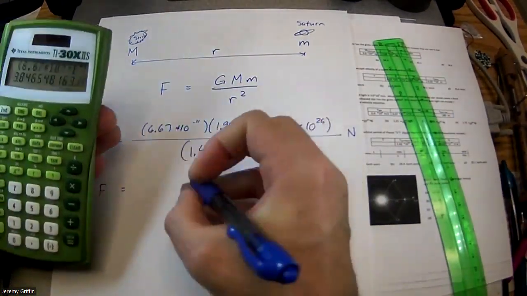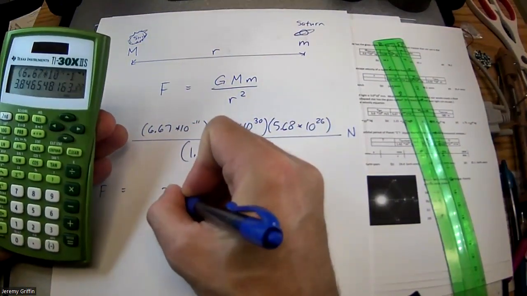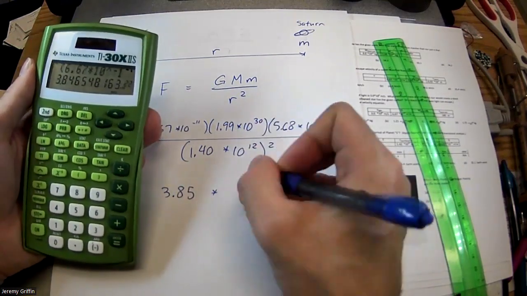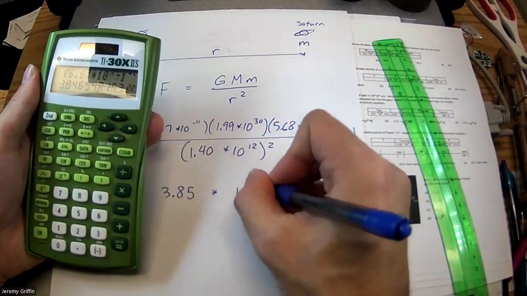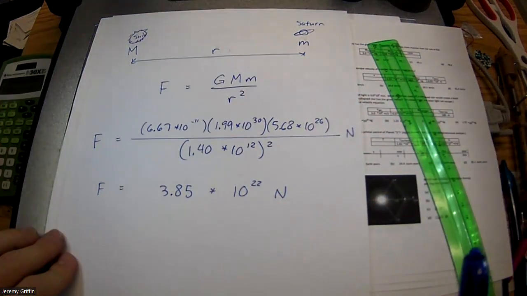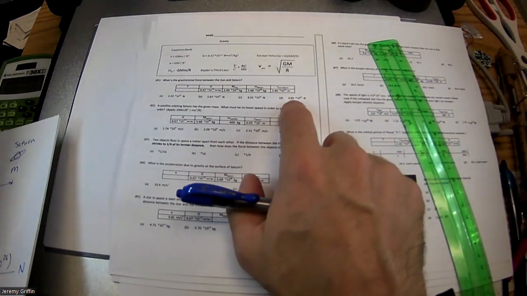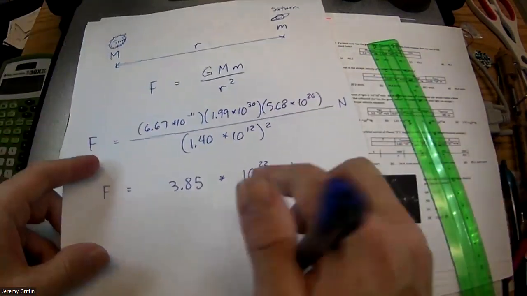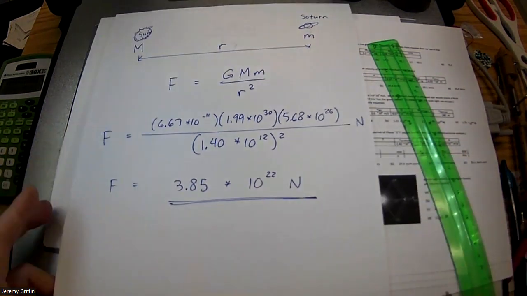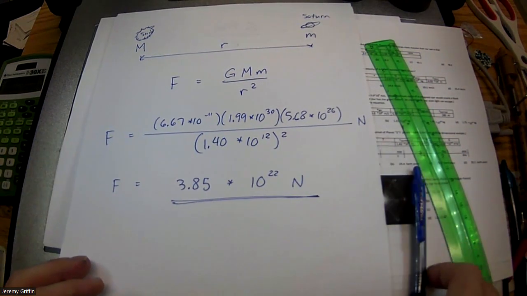The number on my screen is showing 3.8465, around 3.85, and then times 10 to the 22. And of course, this would be number of newtons. So just make sure that is the answer choice. 3.85. Yep, it's right there. That's exactly what that says. So we're good. That is the force on Saturn, the total force. How many newtons? Okay, good.